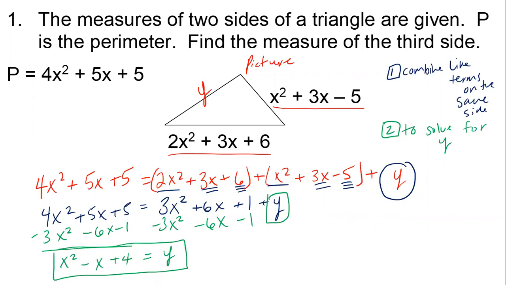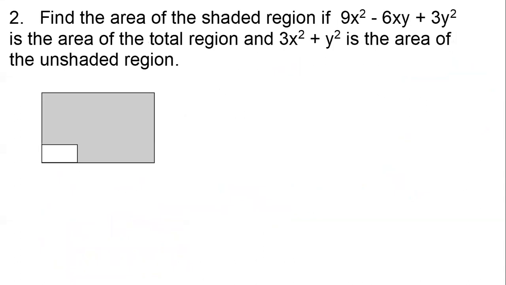So on your classwork, instead of a triangle, you have a trapezoid. All right. Find the area of a shaded region if 9x squared minus 6xy plus 3y squared is the area of the total region, and 3x squared plus y squared is the area of the unshaded region. So I know my total. And my total is 9x squared minus 6xy plus 3y squared. And my unshaded region is 3x squared plus y squared.